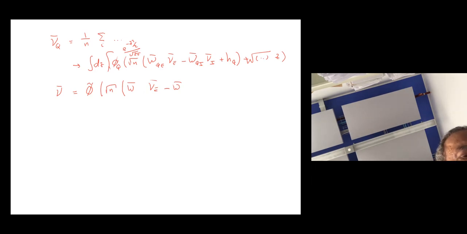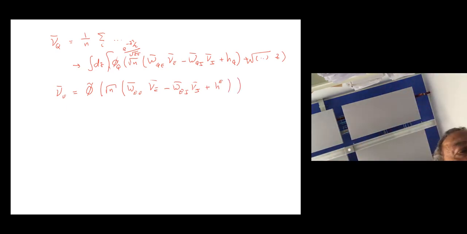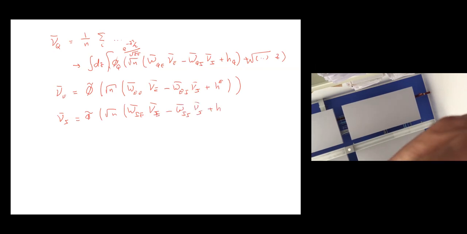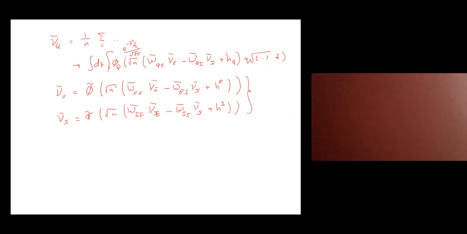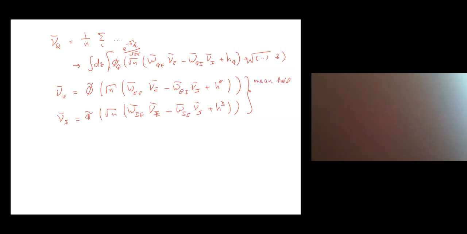Nu e bar equals phi tilde of root n, w e e, nu e bar minus w e I, nu I bar plus h e, and nu I bar equals phi tilde of root n w I e bar nu e bar minus w I I nu I bar plus h I. So these are our mean field equilibrium equations.